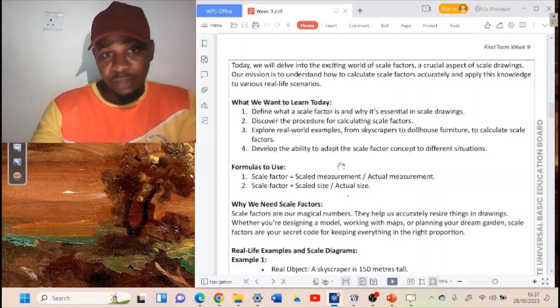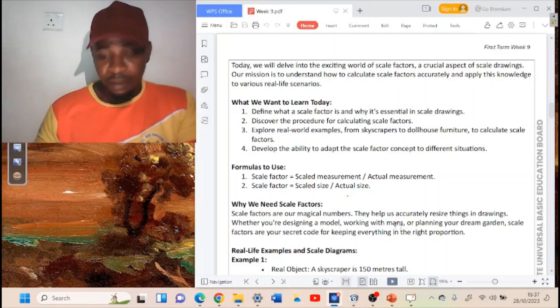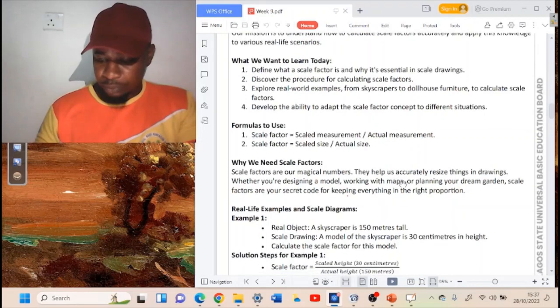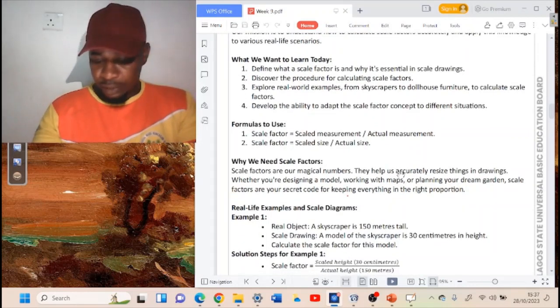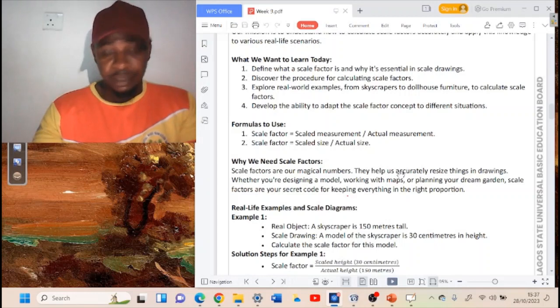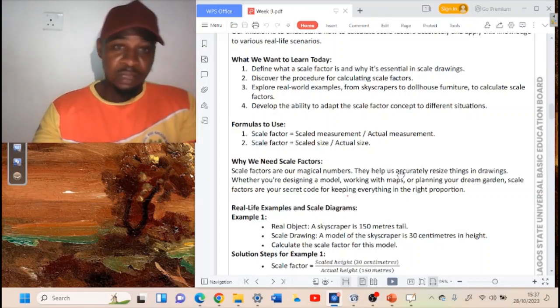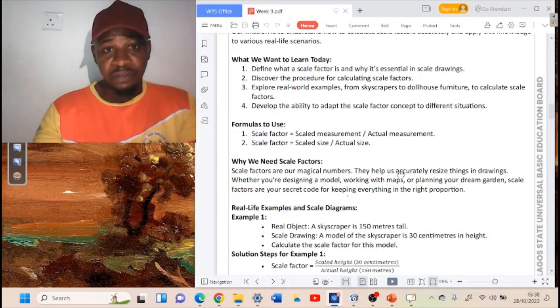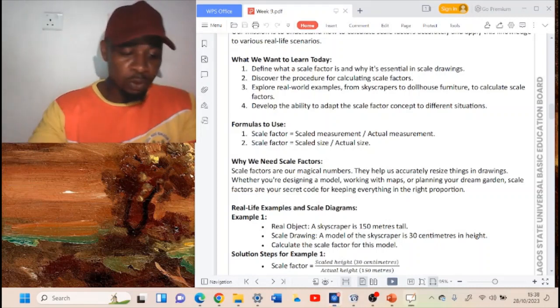To get the scale factor, divide the paper length or the model length by the real length. And that is the formula that you have here. Let's look at some examples. The first example says a skyscraper is 150 meters tall, and on the drawing, it is 30 centimeters tall. We are to calculate the scale factor. It's actually very easy. I've just explained the whole process. We're going to be looking at it together.